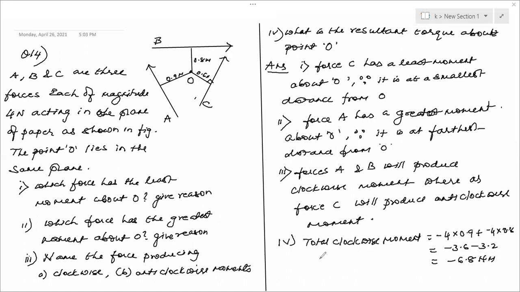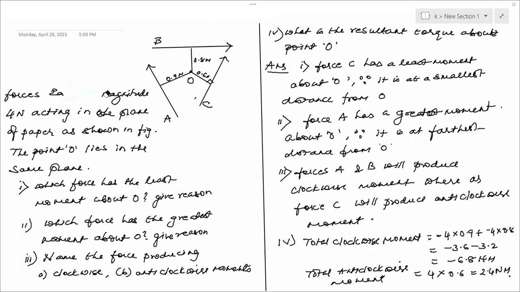Now, total anti-clockwise moment. Look here, for clockwise moment to be negative, we have taken minus. Now total anti-clockwise moment equals 4 into what is the distance? 0.6. That is 2.4 Newton meter. Now they want the resultant torque, meaning total moment of force. Another name for moment of force is torque. Don't take tension on hearing torque. Torque means moment of force.